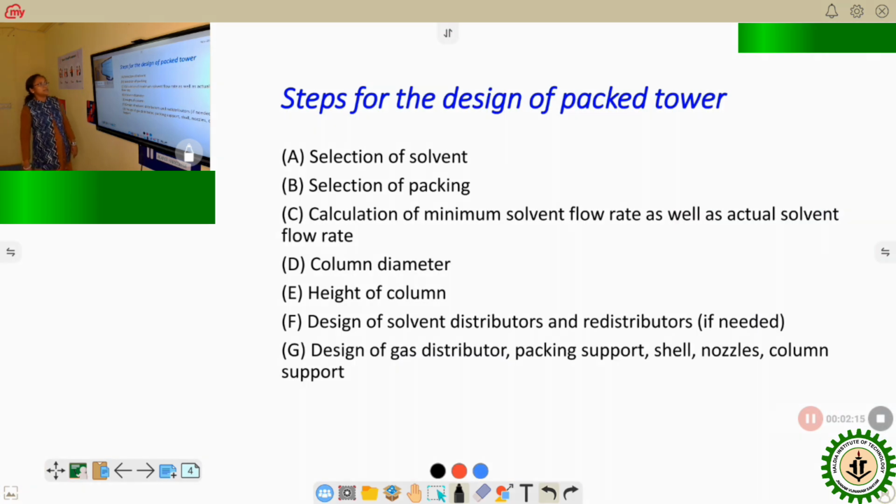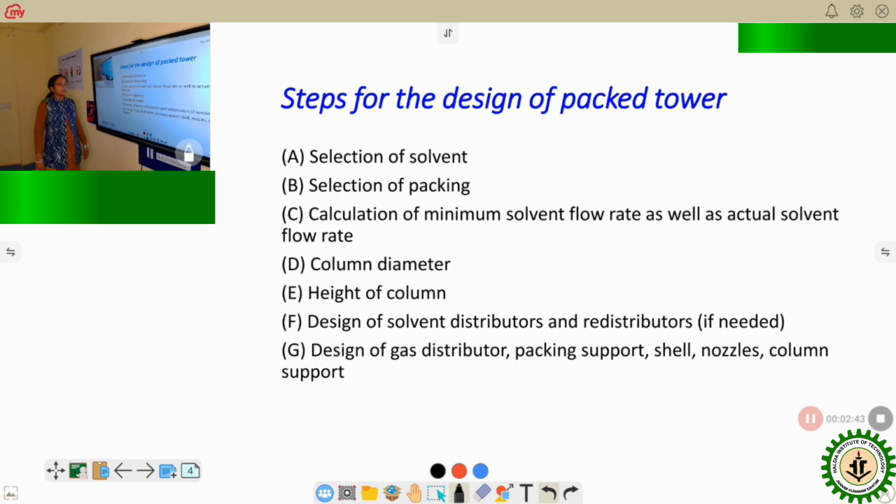Now, what are the various steps we need to consider for the design of a packed absorption column? First of all, we need to select a suitable solvent for a particular type of absorption operation. Now we have to select the type of packing suitable from various types of packing materials shown. Now one important design parameter is the calculation of minimum solvent flow rate as well as actual solvent flow rate.